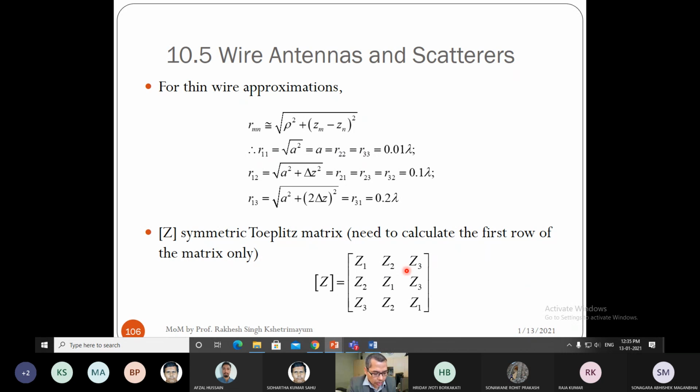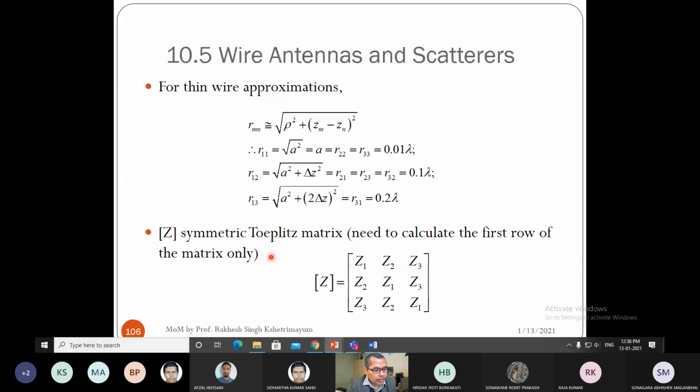Then you just make a rotation. The first row starts with Z1, Z2, Z3, the second row starts with Z2, Z1, Z2, and the third row starts with Z3, Z2, Z1. It's a circular rotation. So you just need to find the first row, and you can fill up the second and third rows by doing a rotation. So you don't need to do too much calculation.